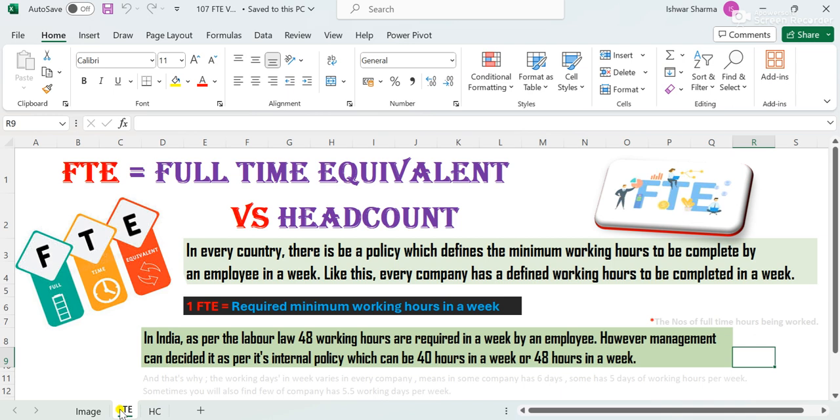Okay, or either they can complete their assigned task by 5.5 per week. Okay, so this is the FTE. FTE means full time equivalent.